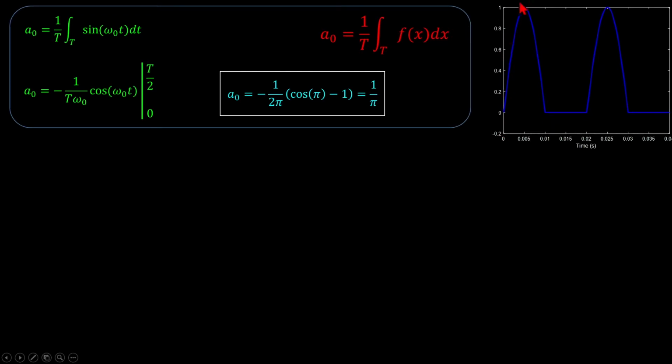As I said, this waveform is a sine wave. So instead of f(x), I put sin(ω0t). But this is only sine for half of the period. So we do the integration from 0 to half of the period. After integration and simplification, you come to the conclusion that a0 is 1/π.